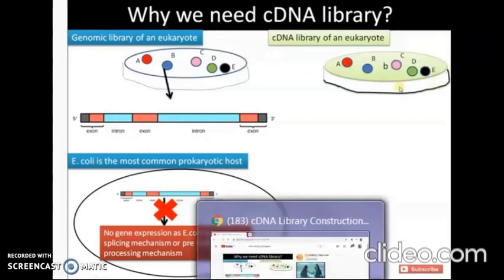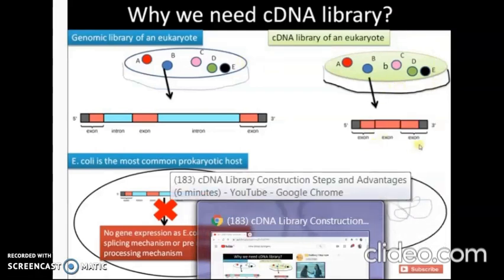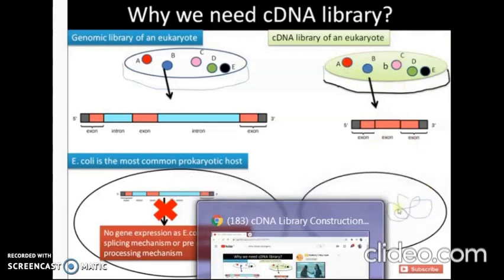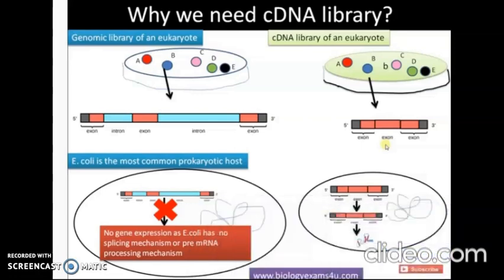There comes the importance of cDNA. Here we only have the exons of a particular gene. When exons are introduced into a bacterium, since the bacterium doesn't have introns, it can easily recognize the exons, there is no need of mRNA processing, and translation to protein takes place very easily. So this is one of the main advantages for the expression of a eukaryotic gene in a prokaryotic host.